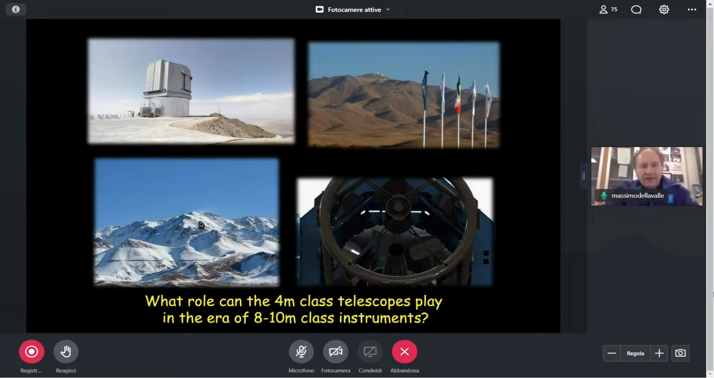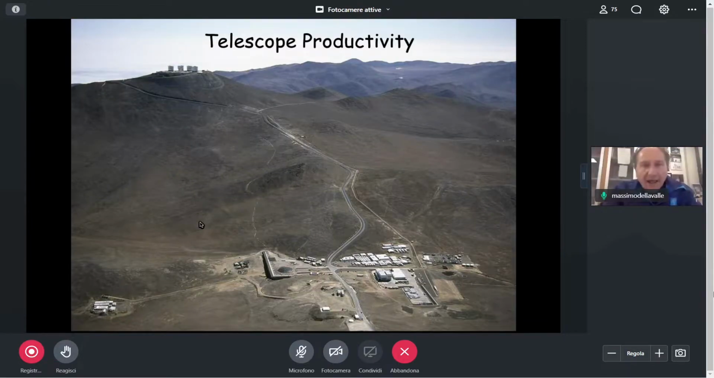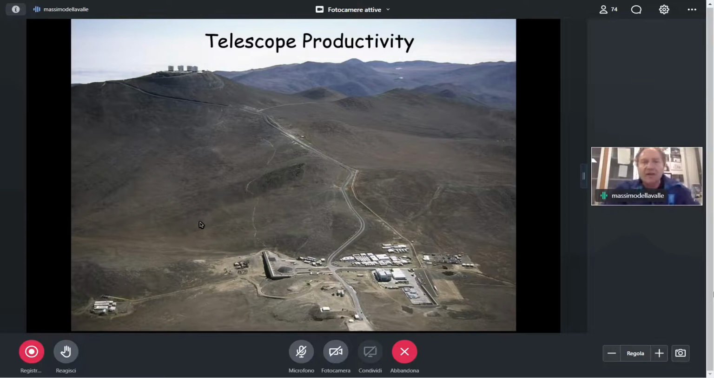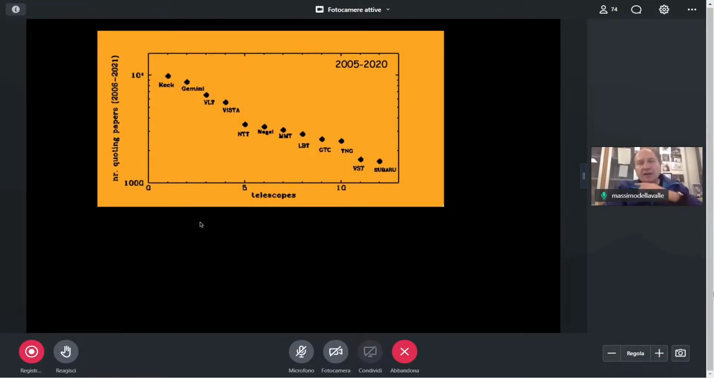And so finally, what is the role that a 4-meter class telescope, like your beautiful telescope, can have in the era of 8-10-meter class instruments? Well, I tried to answer this question. As you see, the question is relatively easy, but the answer is not. I was looking at the telescope productivity, going through the papers that have been produced by 8-10-meter class telescopes plus 4-meter class telescopes between 2005 and 2020.